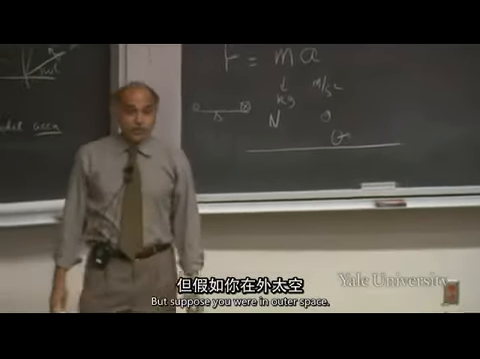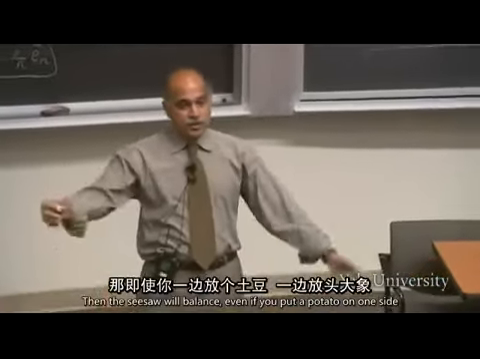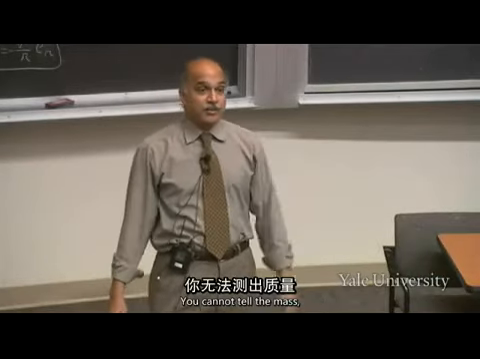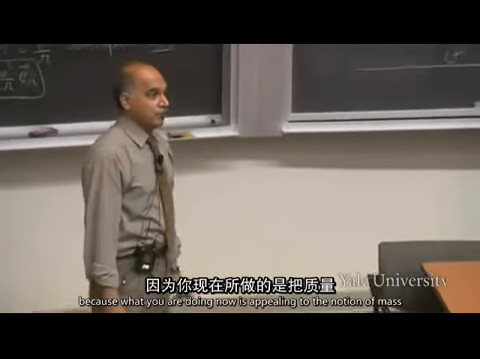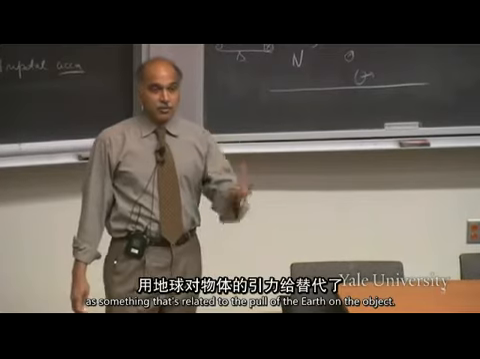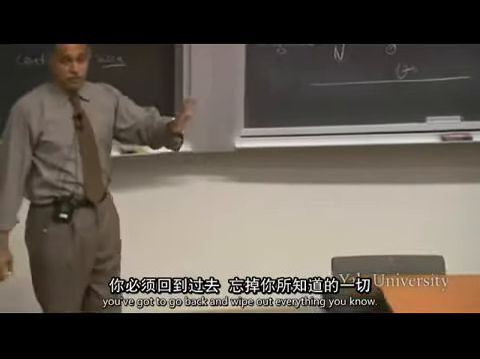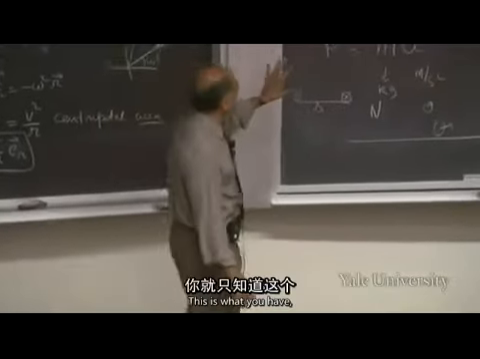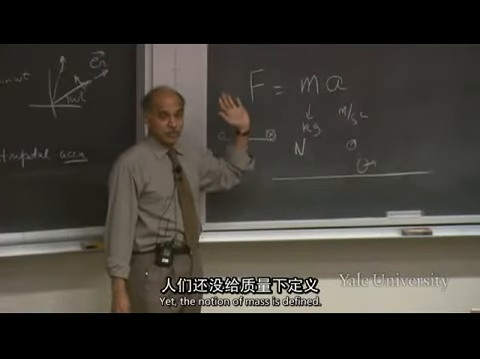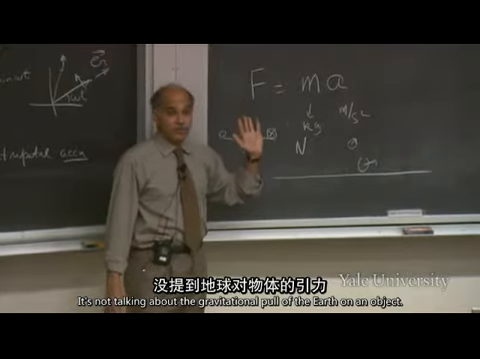But suppose you were in outer space. There's no gravity. Then the seesaw will balance even if you put a potato on one side and an elephant on the other side. You cannot tell the mass, because what you are doing now is appealing to the notion of mass as something that's related to the pull of the earth on the object. But Newton's laws, you see, you got to go back and wipe out everything you know. If this is what you have, there is no mention of the earth in these equations. And yet the notion of mass is defined. So it's not talking about the gravitational pull of the earth on an object.